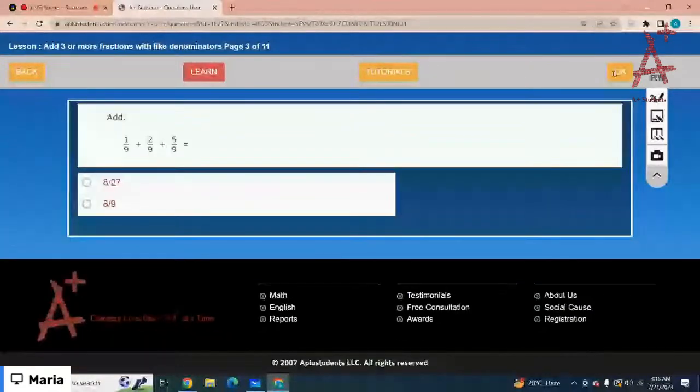Okay, the next one is add 1 by 9 plus 2 by 9 plus 5 by 9. So which is the correct option? Just add the numerators because all the denominators are exactly the same. So 5 plus 2 is 7, and 7 plus 1 is 8. So the correct option is 8 over 9.